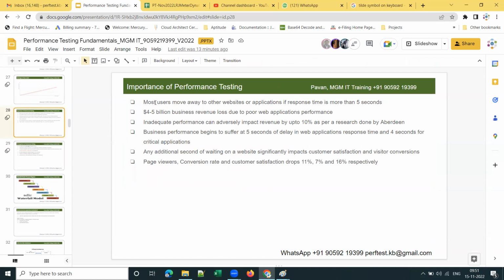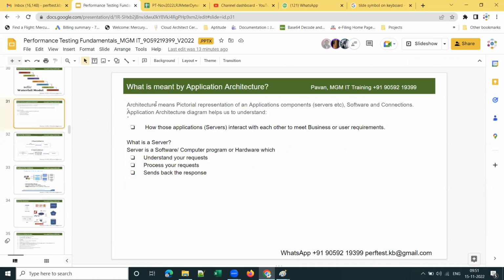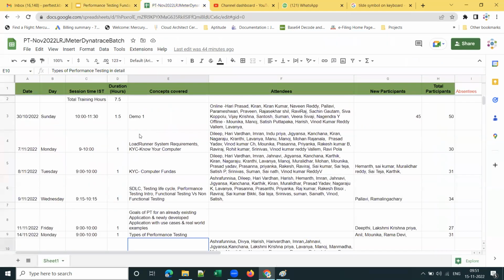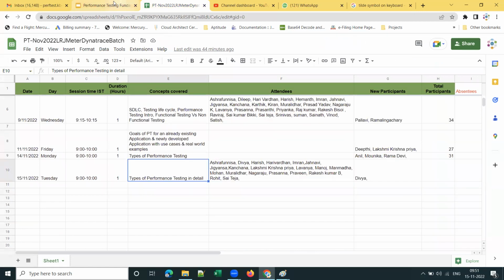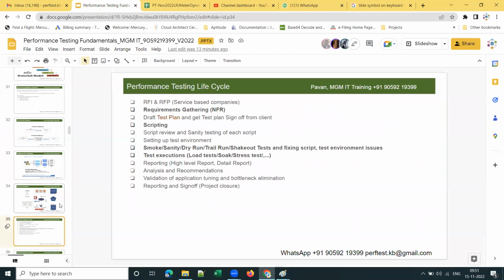Once we complete the importance of performance testing and prerequisites, then I will explain the application architecture diagram. I think I already explained this. Did I explain this architecture diagram in this batch? No. Okay. So once I explain that, then we will discuss what the performance testing life cycle is.